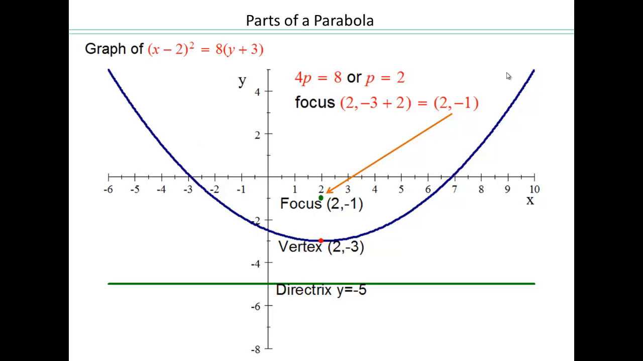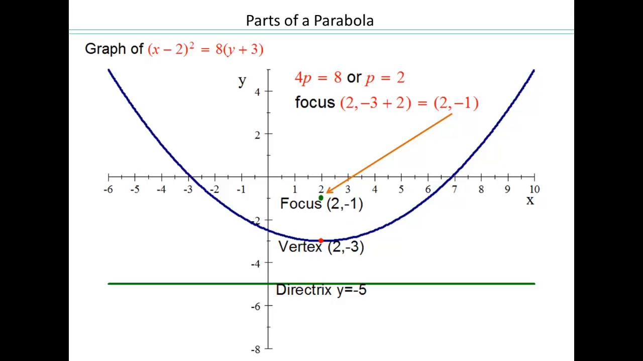So it's a parabola opening up because p is positive, and the focus is 2 up from the vertex. So 2 up from here, -3 plus 2 will give you -1. So (2, -1) is our focus, and the directrix will be 2 down from the vertex. So 1, 2, which will make it -5. So y = -5 is our directrix, and this is our focus.